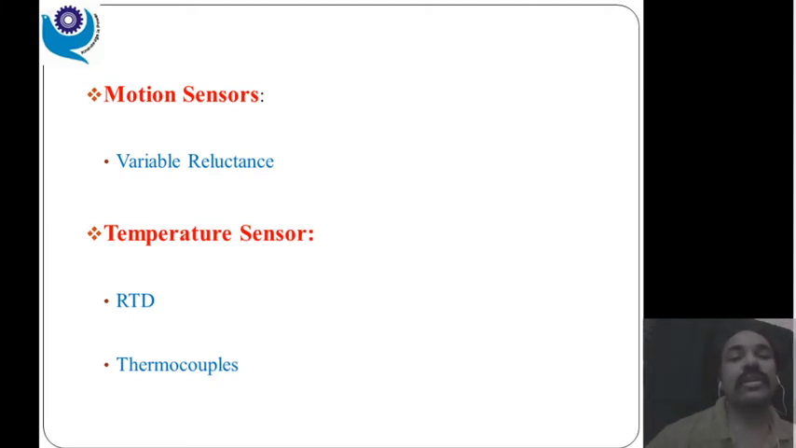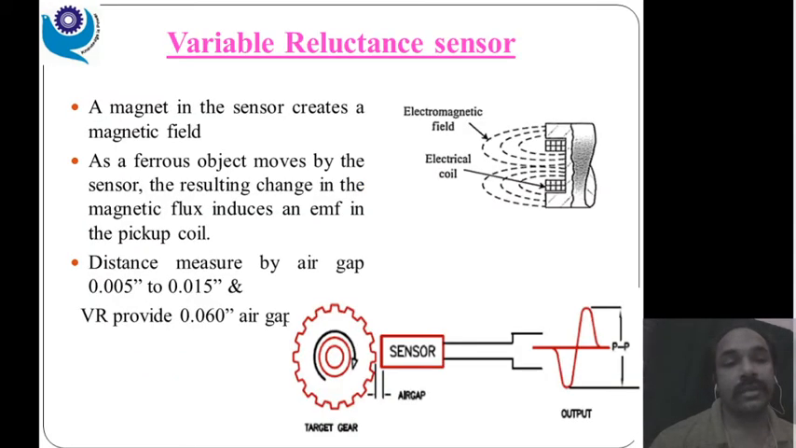And the next point that we have is the temperature sensor, with RTD, that is, resistance temperature detector, and using a thermocouple. The first one that we are going to see is the variable reluctance sensor.